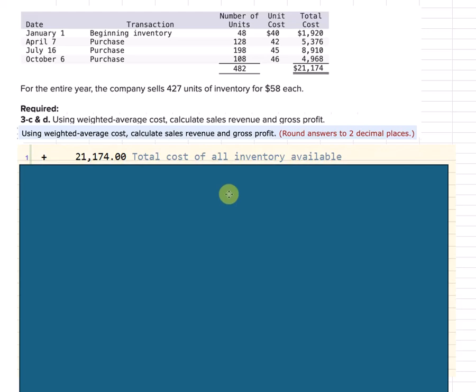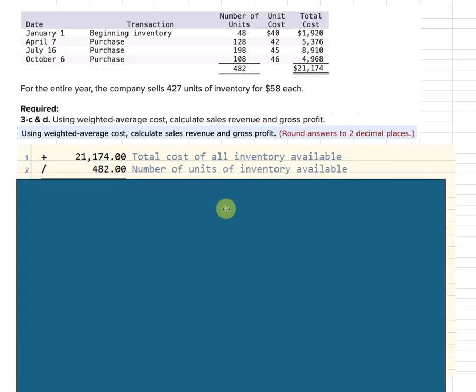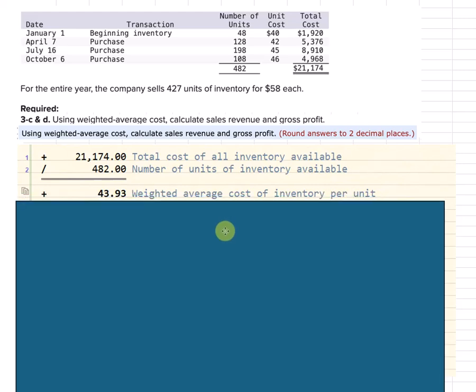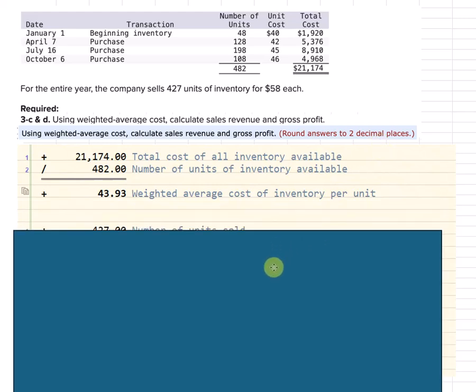Okay, so what do we know? Well, they gave us $21,174 is the total cost of all inventory available. And if we divide that by 482, that's the number of units of inventory available, we come up with a cost of $43.93. Okay, now I'm taking that to two decimal places. They say round answers to two decimal places.